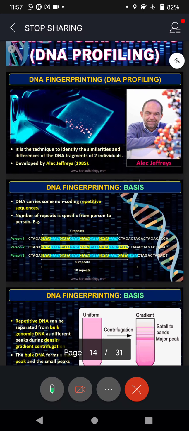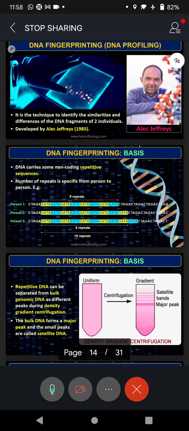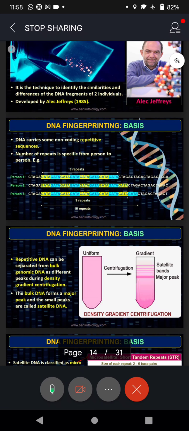Now, it is the technique to identify the similarities and dissimilarities of the DNA fragments of two individuals. As I said, one individual is the culprit, another is the suspected one. This is developed by Alec Jeffrey, and DNA carries some non-coding repetitive sequences. Just now we said VNTRs, and the number of repeats is specific from person to person, and it depends on length also. You can see the repeats, 8 repeats, 9 repeats, 10 repeats, like this.